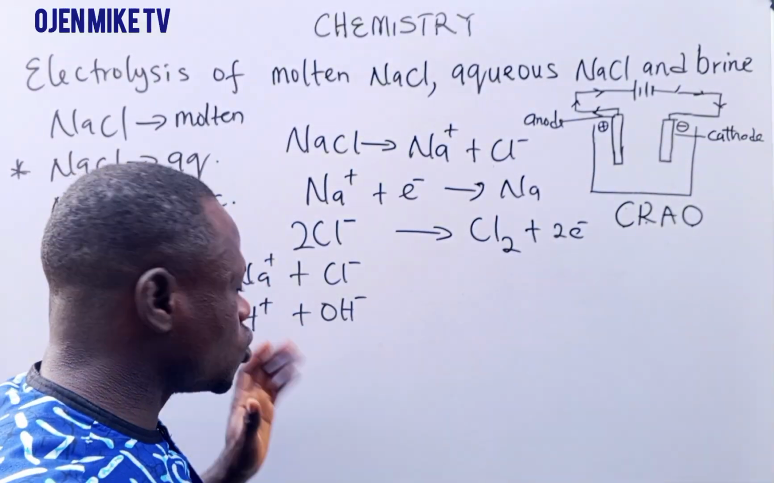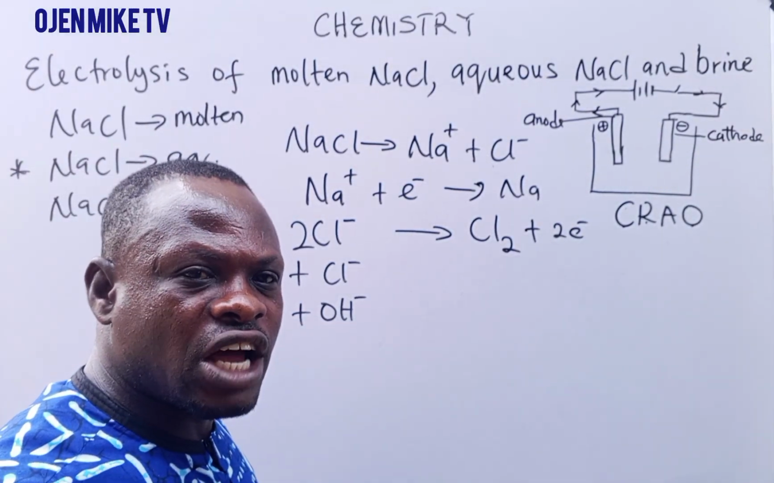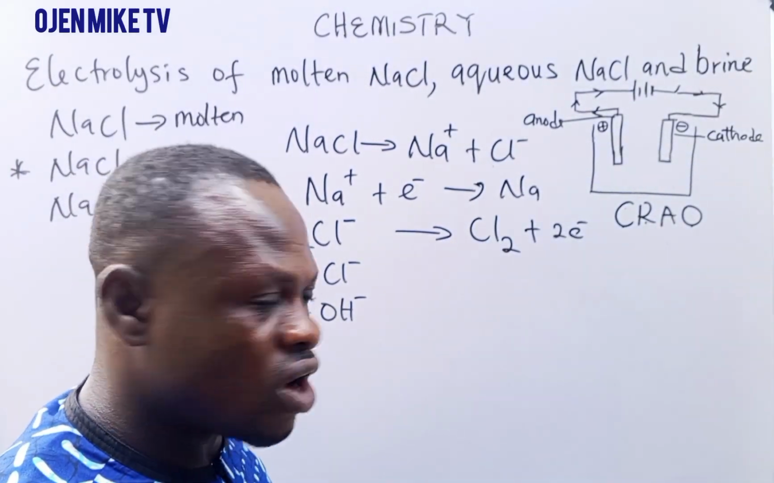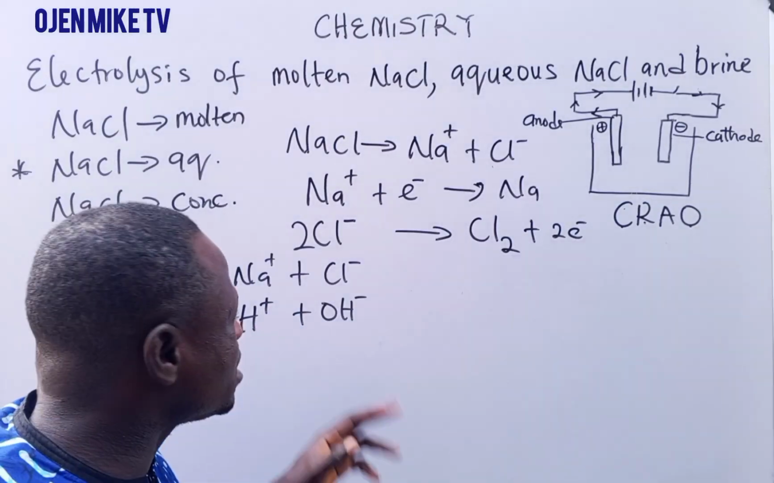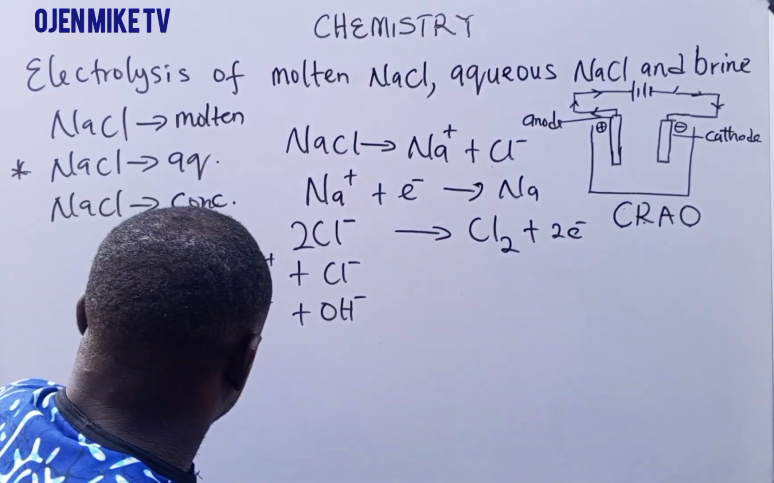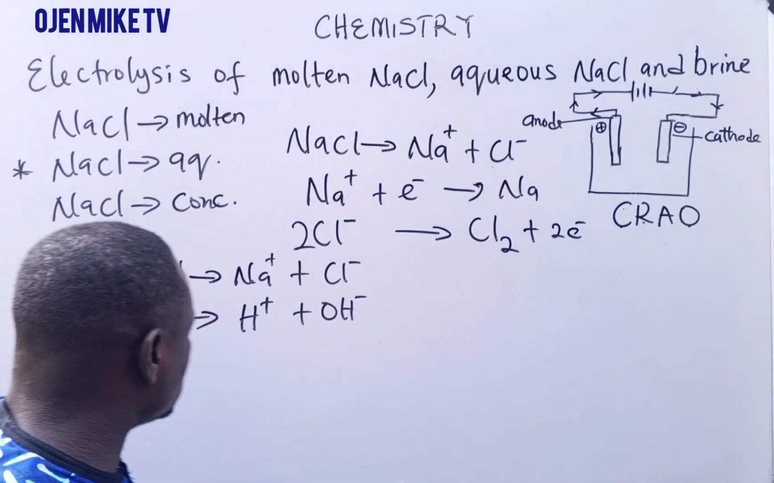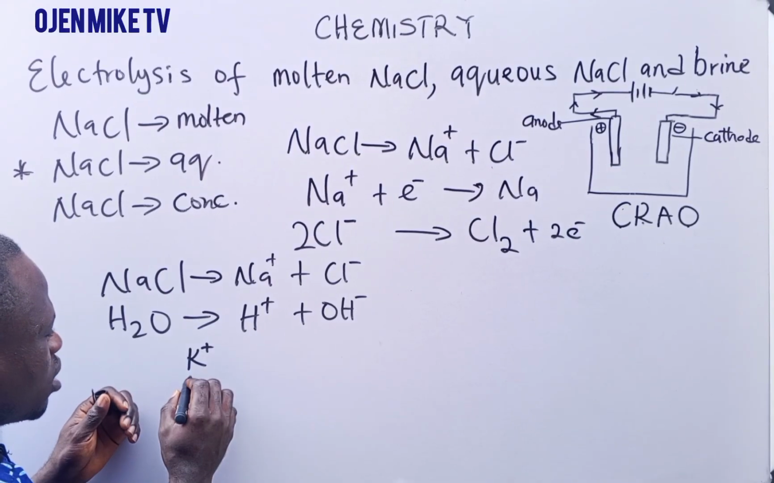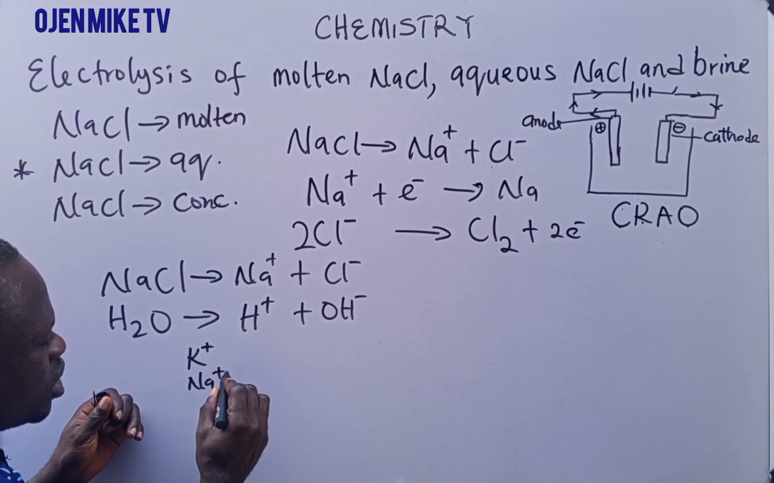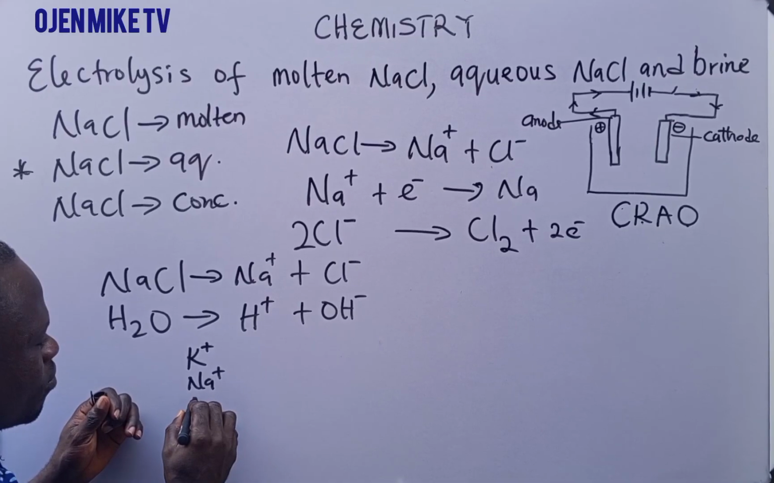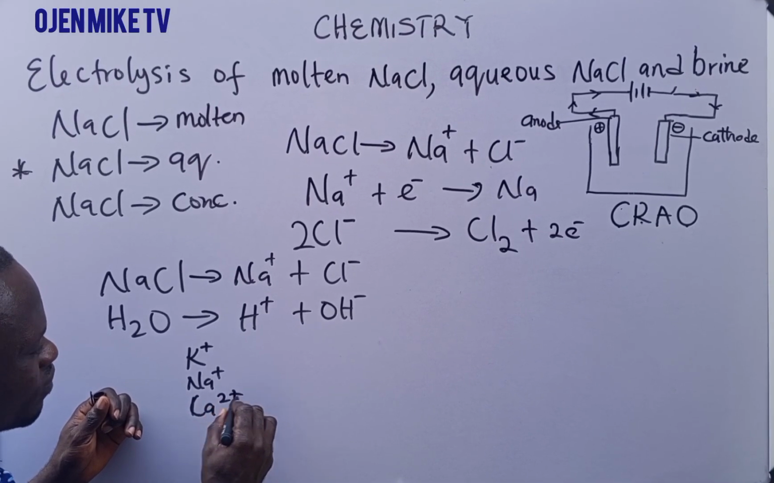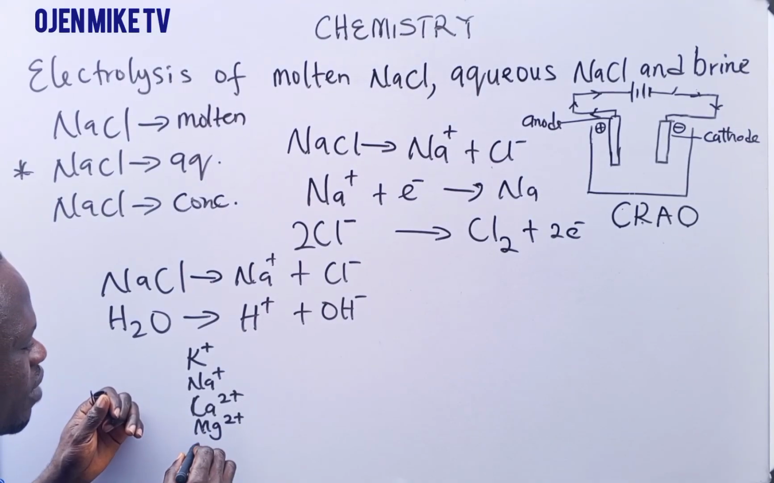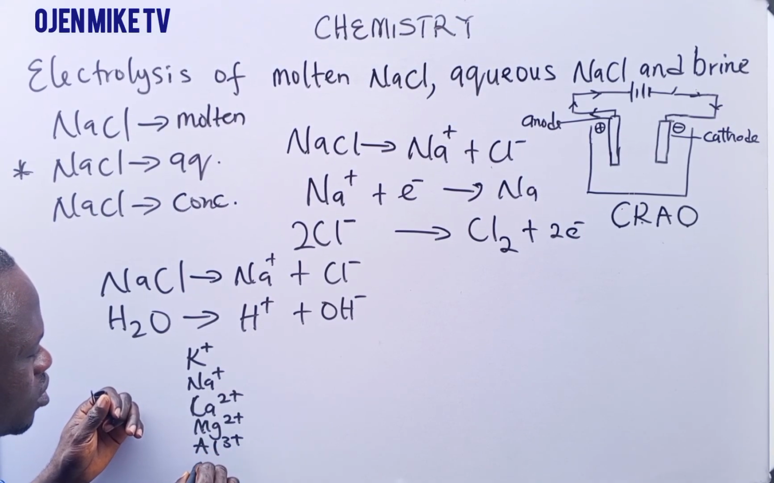Are you following? Aqueous solution means that you add something to it. It is either you make it in a concentrated form or in a lesser form, that is, dilute. So we have the reactivity series of these ions. According to the reactivity series, for the positive ions, we have potassium. After potassium, we have sodium ion, after sodium, calcium ion, after calcium, magnesium ion, after magnesium, aluminum ion.